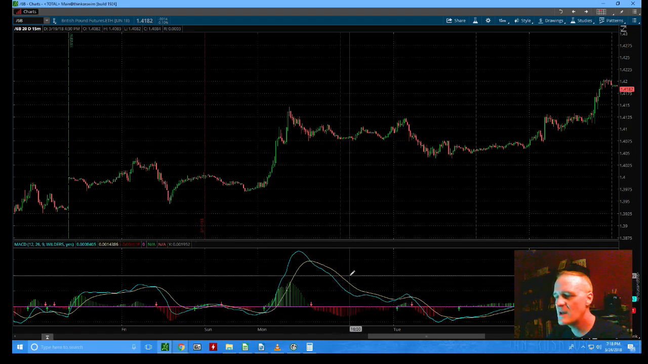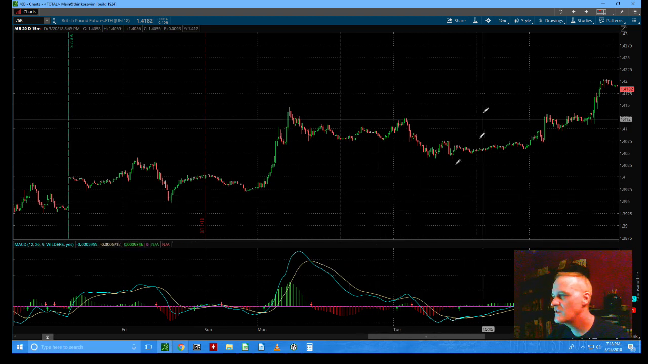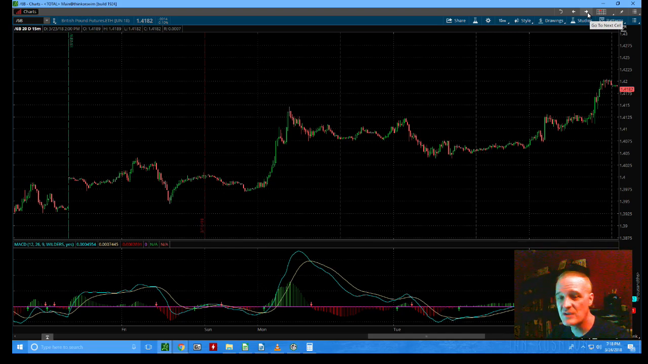So you can see that there's a lot of nuances to how you use the MACD. You can use it to identify not only trend changes, but also trend continuations and relative strength of those trends.